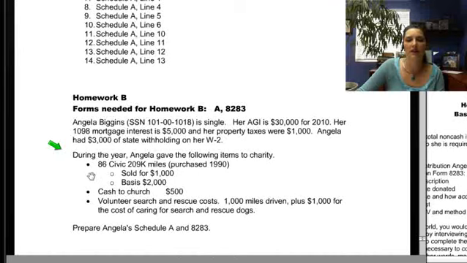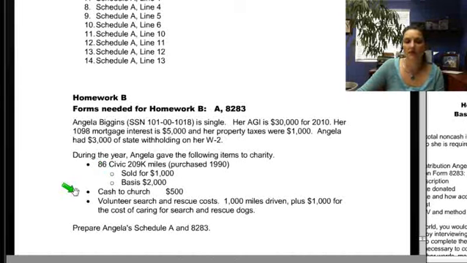During the year, she gave the following items to charity. We have a Honda Civic that sold at auction for $1,000. It had a basis to her of $2,000, but of course, because she is claiming a deduction for an item donated to charity, she will get the amount that it sells for at auction as the amount that she claims as a deduction.